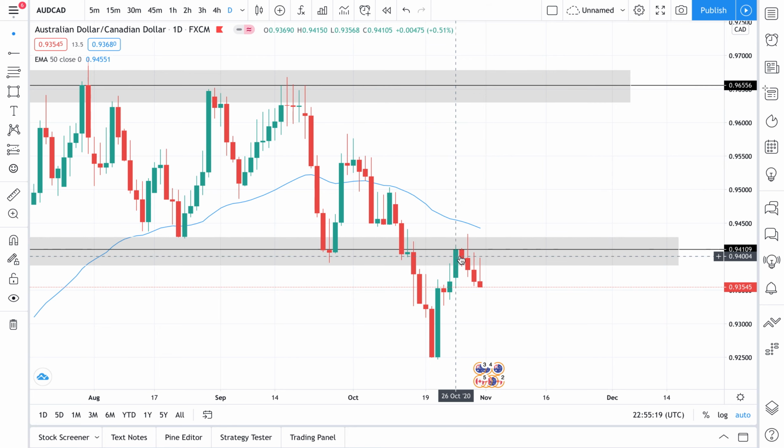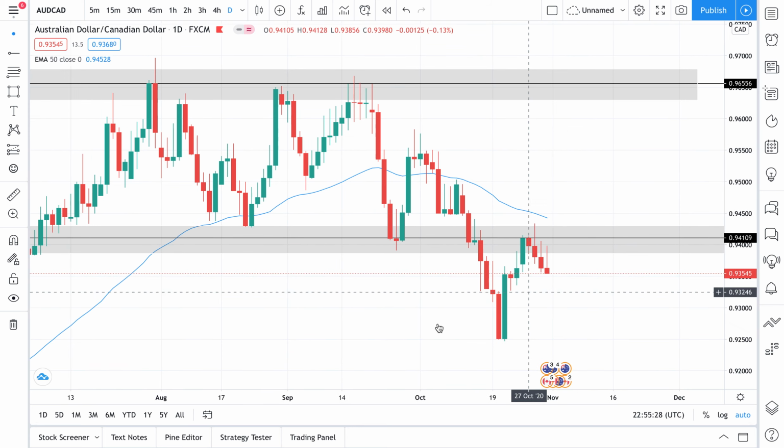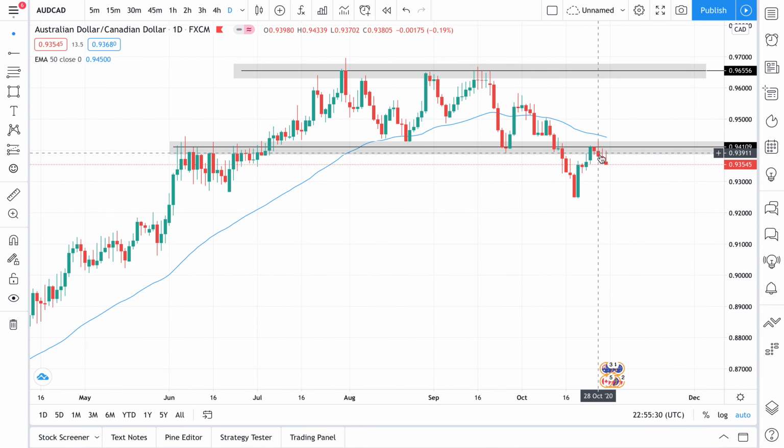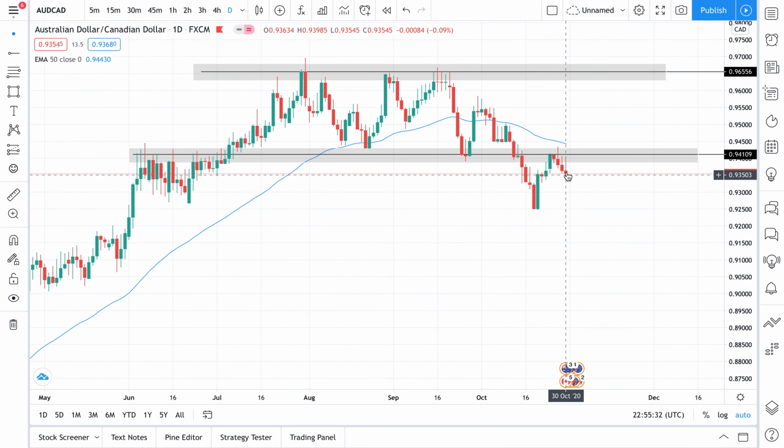Well, we got a nice rejection at that level. However, it wasn't a strong rejection, okay? As you can see, it was quite a small bearish candle. I wasn't convinced at that moment, okay? So we've got three more rejections after that. Obviously, today's candle has just closed, and it's closed there.